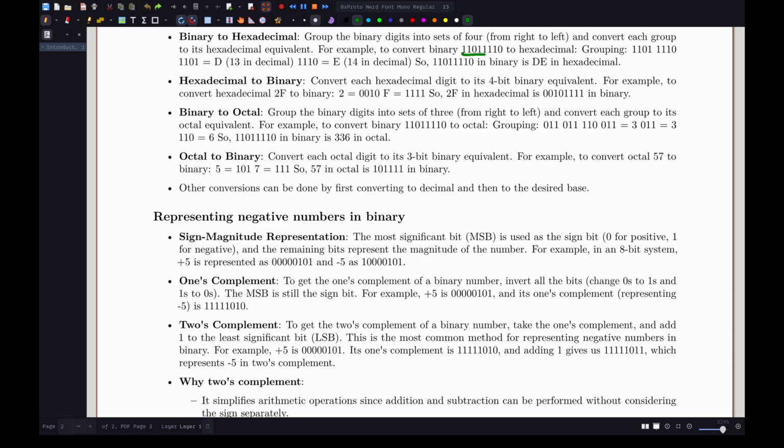So let's say 11011110. Create groups of 4, and each of those groups is going to be converted into hex, and then DE in hexadecimal is our final result, right?